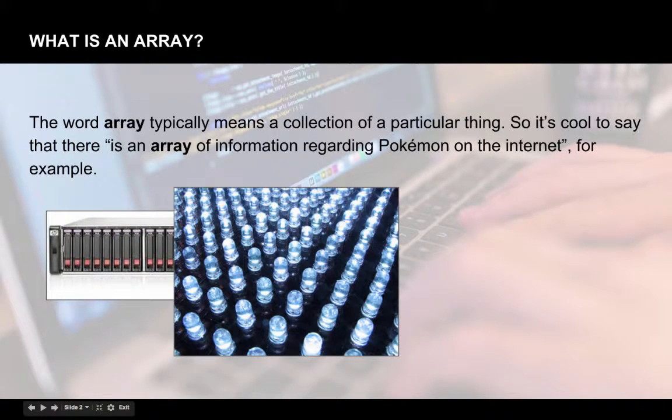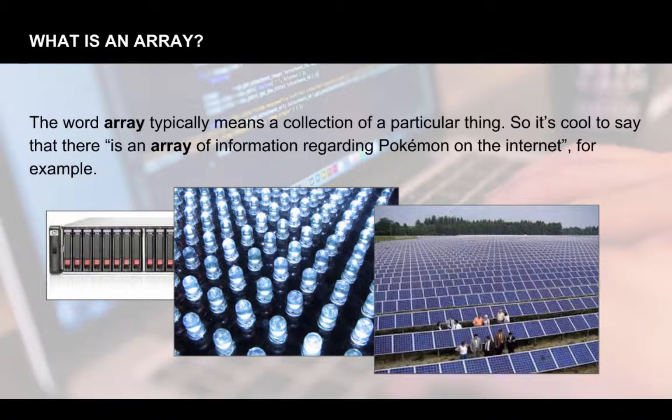You might have also become familiar with an array of LEDs. This is actually a two-dimensional array because it has both length and width. It has rows and columns of LEDs. And this is an array of solar panels. An array of solar panels is basically like a big old line of solar panels. So you can see that's an array of solar panels. And actually this is a two-dimensional array because we have rows and also columns.